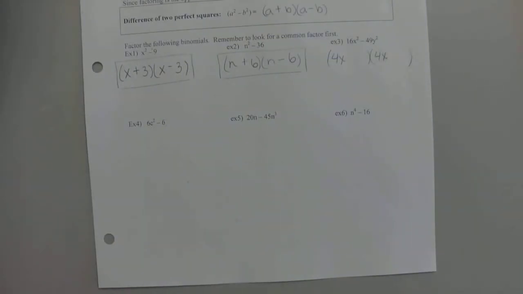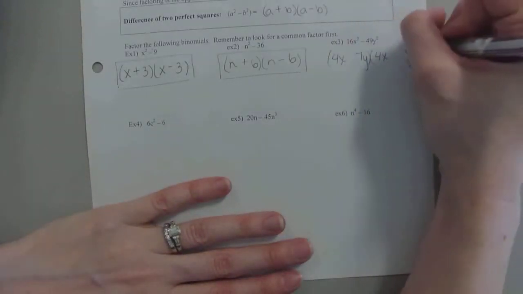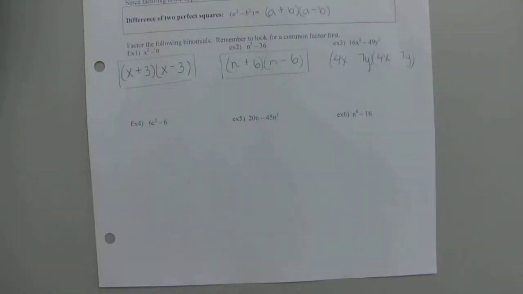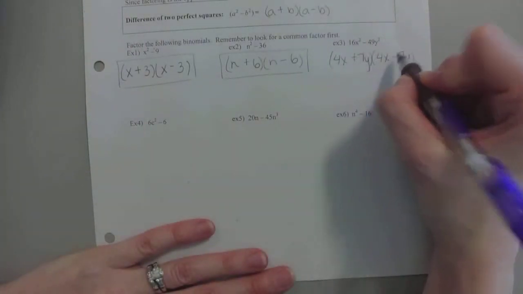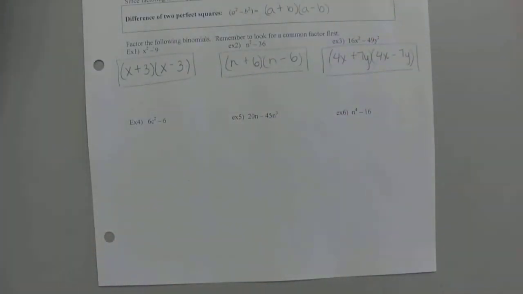And then we'll just do the same thing with the back. What's the square root of 49? 7. What's the square root of y squared? Y. So what's the square root of 49y squared? 7y. And what do we need so the middle two terms cancel out? You got it.